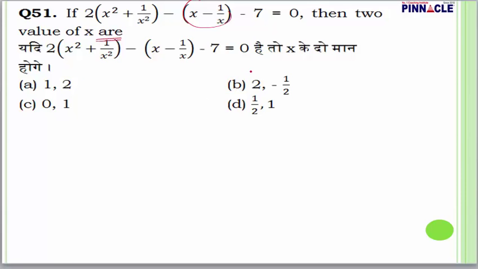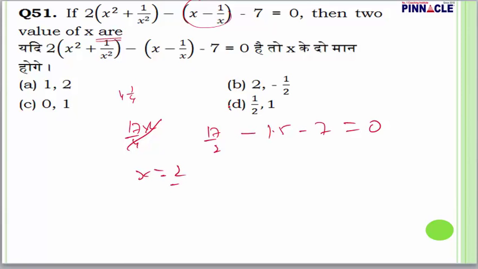So from option C, 2 square plus 1 by x square, that is 4 plus 1 by 4, that is 17 by 4. 17 by 4 into 2, that is 17 by 2, minus 2 minus 1 by 2, that is equal to 1.5, minus 7, and it is equal to 0. So x is equal to 2 is one value.